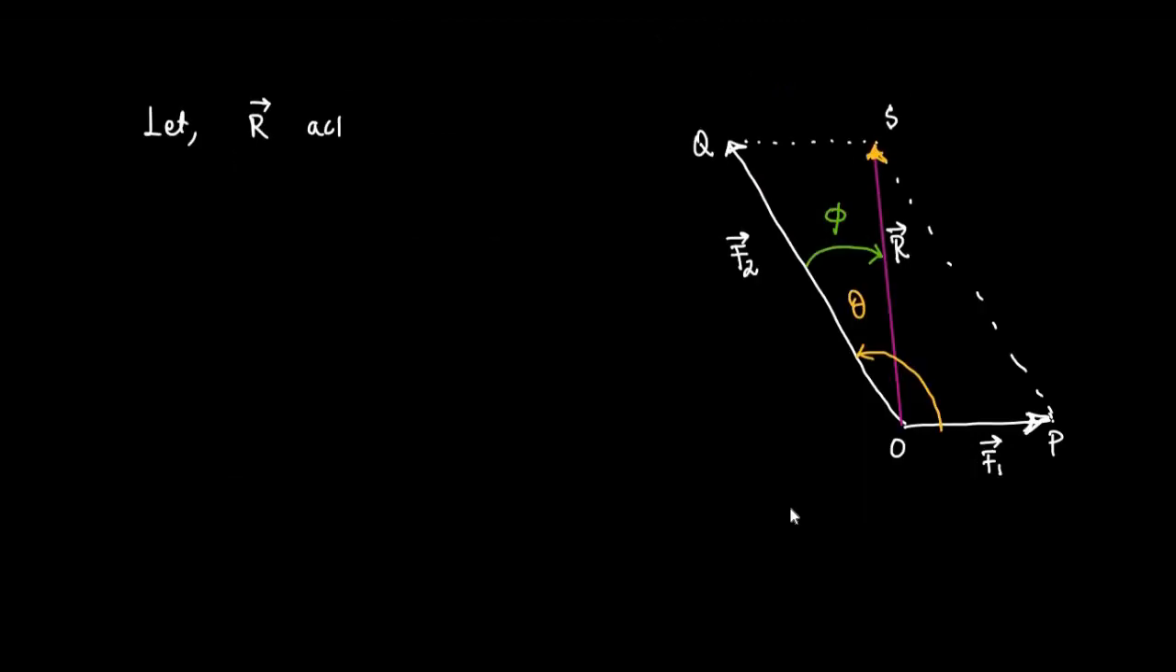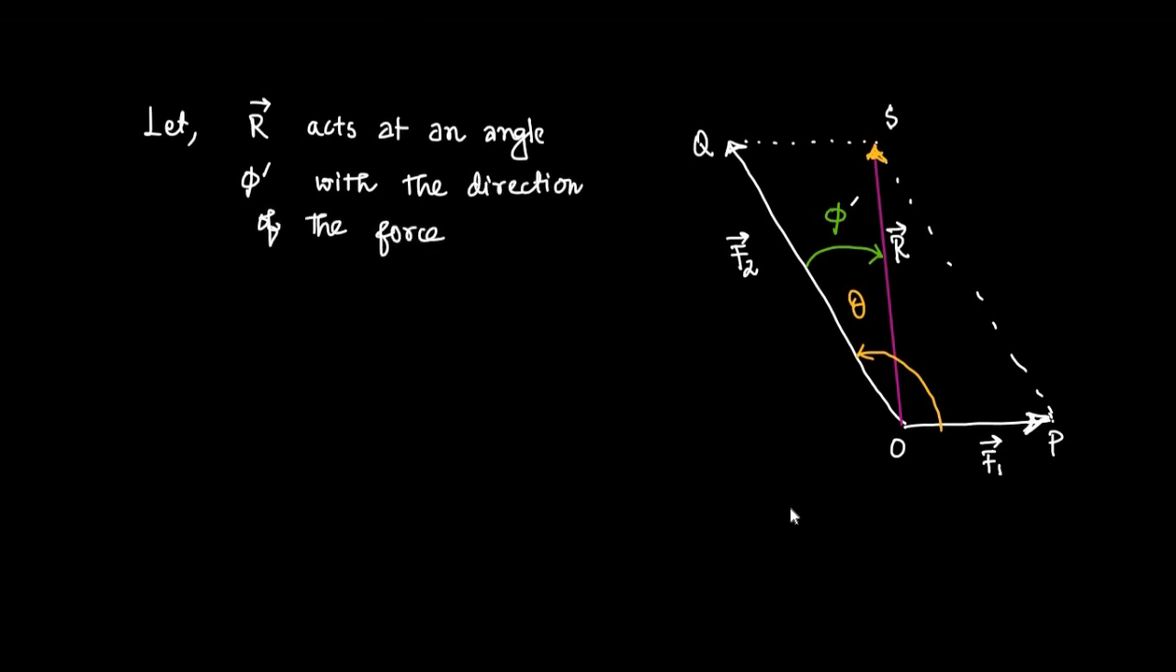The resultant force vector R acts at an angle phi dash with the direction of the larger force vector F2. Therefore, tan phi dash will be what? What will be the expression of tan phi dash, where phi dash is the angle between R and F2?